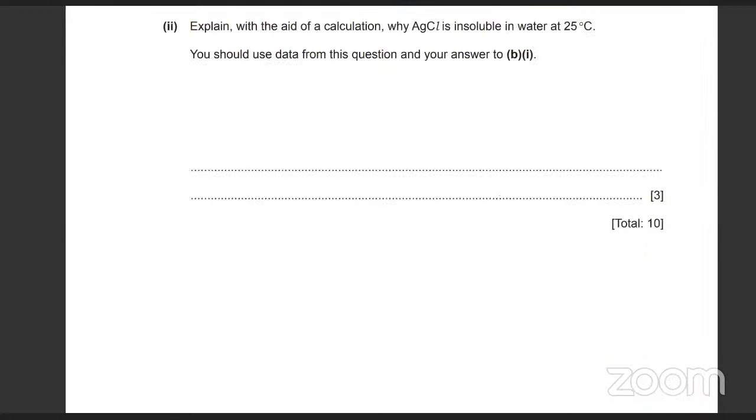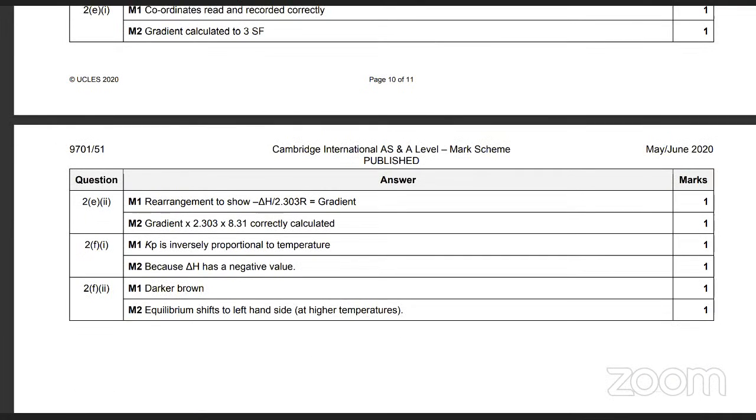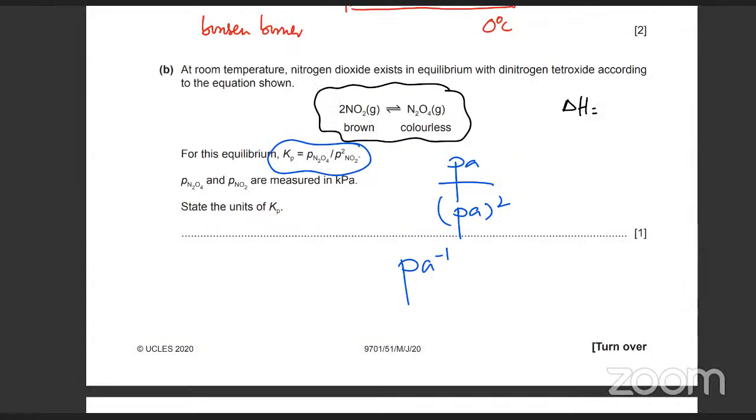Let me just check the mark scheme. The delta H had a negative value. So if you increase the temperature, the endothermic reaction is going to be favored. So the equilibrium is going to shift backwards, and that would make the syringe more brown in color. That's your answer. So from the graph, we were able to figure out what delta H was. And when you increase temperature, the endothermic reaction gets favored, which would make it more brown. Is this clear? Yes, sir.